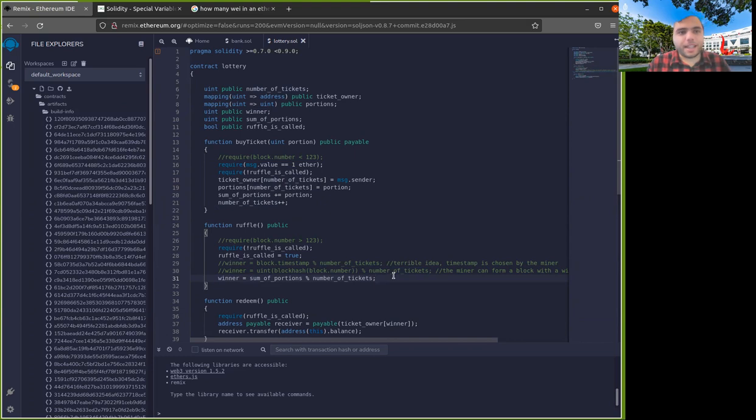Yes, exactly. The last person who buys the ticket basically always wins. Because just look at it from the point of view of a participant. So let's say you are the nth person to take part, right? So you already know the sum of portions before you, and you know that the winner would be computed using this simple formula here. So as the nth person to buy a ticket, you will just choose your portion so that you win, right?